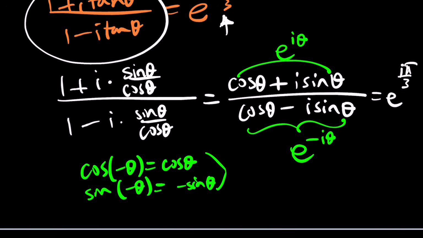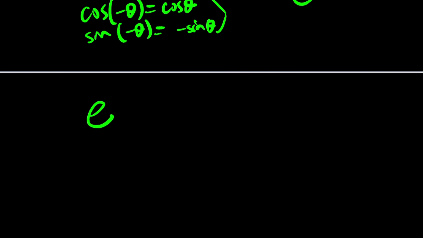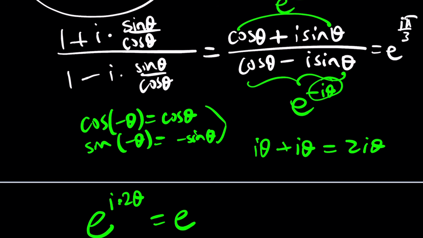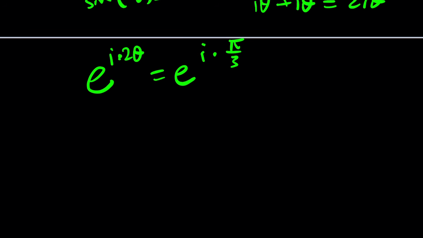By replacing theta with negative theta, we get the denominator. And by dividing these two things, they are exponential, so easy to divide. That gives us e to the power i times 2 theta, because you're supposed to subtract the exponents. i theta minus negative i theta is i theta plus i theta. To break it down, that is 2 i theta, but I write it as i times 2 theta. Why? Because we're about to set these equal to each other, okay? Now, we get from here, because they both have i, natural logs, blah, blah, blah. We get 2 theta equals pi over 3.